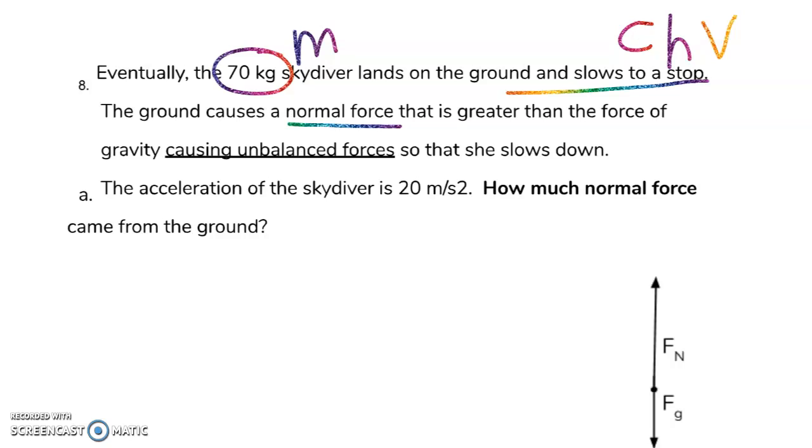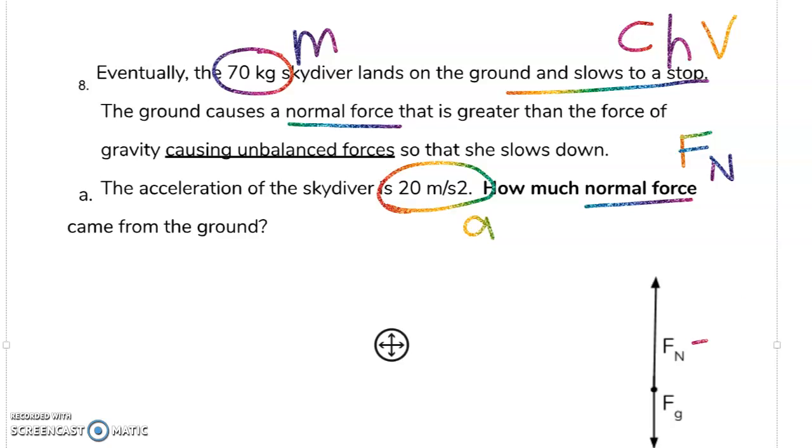In part A, it says the acceleration of the skydiver is 20 meters per second squared. Just pretend that that 2 is small and up above the seconds. So that represents meters per second squared. I know that that's an acceleration because those are the units. How much normal force? I'm trying to find a specific force, not the total force, but a specific force. How much normal force came from the ground? So I'm trying to find out how much this specific force is.